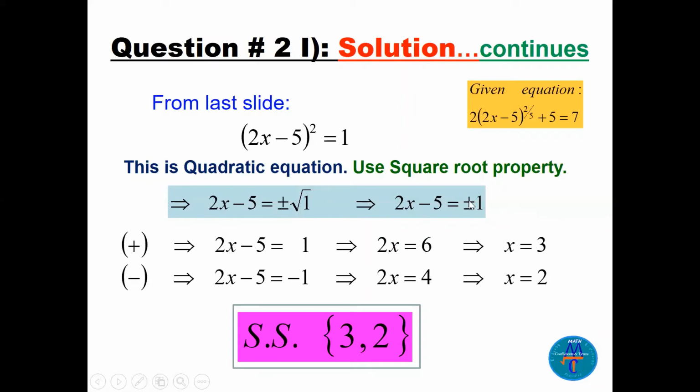So I take the plus 1, you see the plus? 2x minus 5 is equal to plus 1. I take the minus here. 2x minus 5 is equal to minus 1. That will give me 3, and the other will give me 2. Just check it here. Minus 5, 6 divided by 2. And this one, when you take it there, you get 4. 4 divided by 2 is 2. So these are the nice solutions.